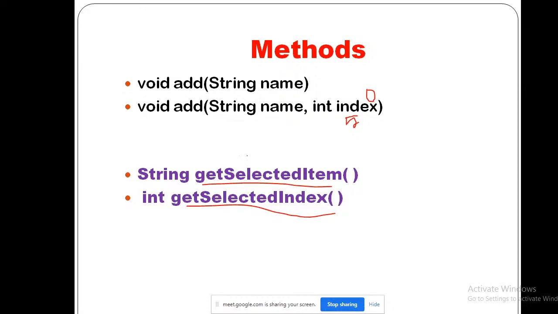Whenever we are using getSelectedItem, if no item is selected, automatically it returns the value as null, because it returns a string. When it returns null, no item is selected. When we are using the getSelectedIndex method, it returns the value as -1 when no item is selected, because the index starts from 0. So we can get the selected item using these two methods.